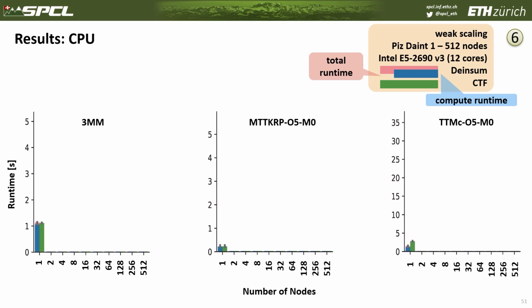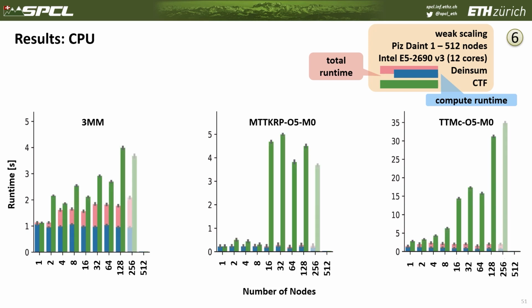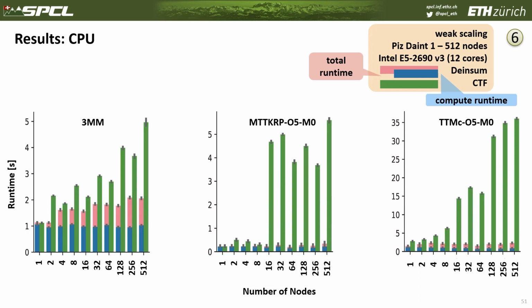Now we start with a single node execution, and we can see that Deinsum and CTF are approximately equal in performance. This is because both will utilize optimized libraries, so in this case it's MKL. But as we increase the number of nodes, we see that Deinsum scales better. And at the largest scale that we tested, it's about 2.4 times faster than CTF, and up to 16 and 18 times in the other tensor contractions.